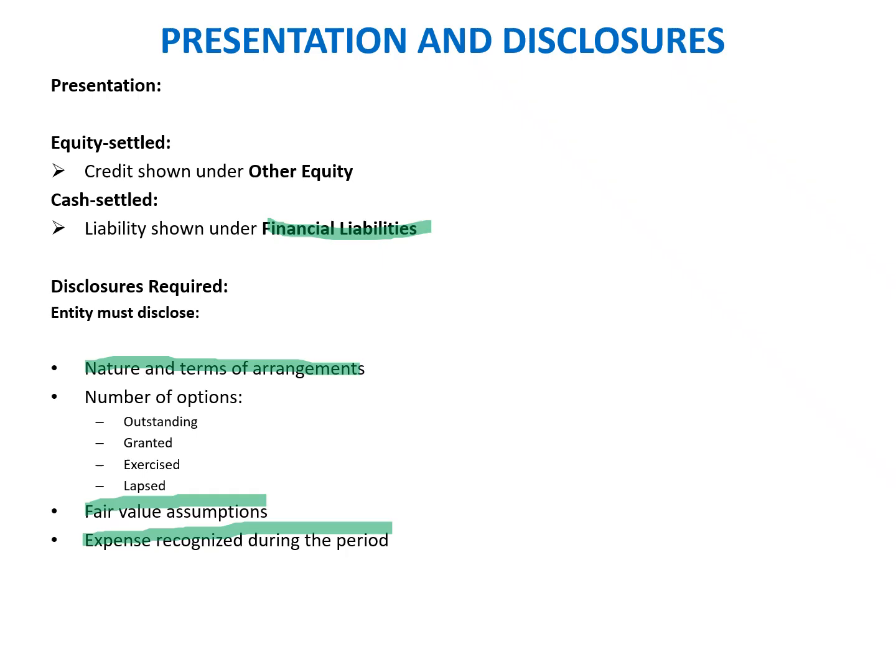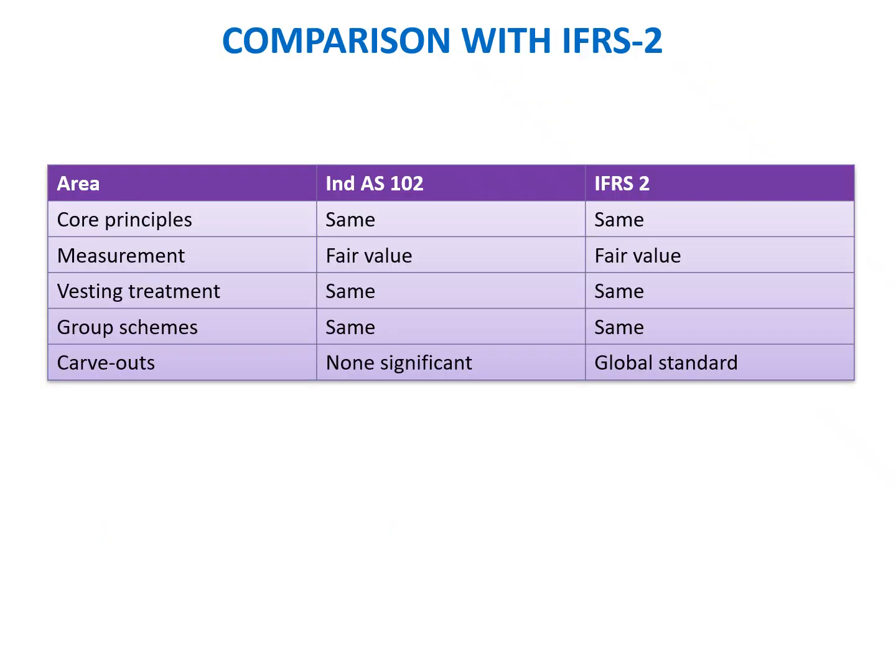We'll move to the next slide, which speaks about the differences between Ind AS 102 and IFRS 2. When we compare Ind AS 102 with IFRS 2, largely it is the same. There are no conceptual differences. It is largely converged and in line with IFRS 2. So we'll move to the final thank you slide.